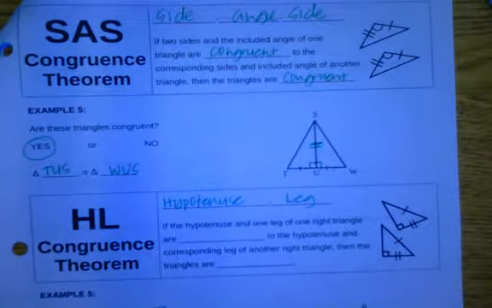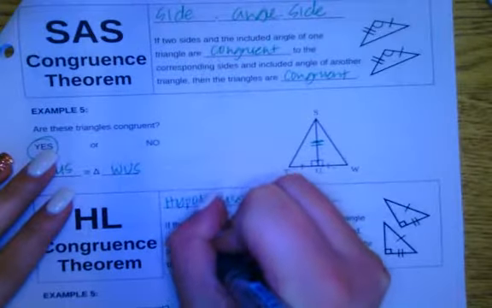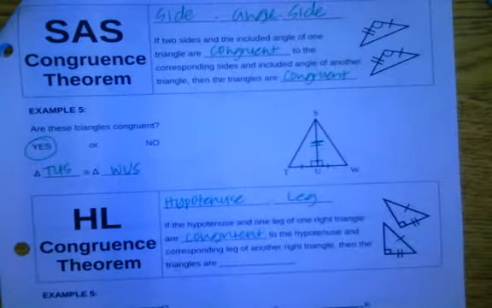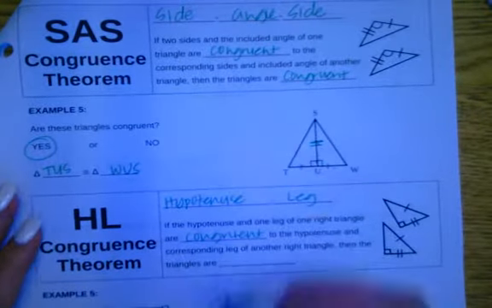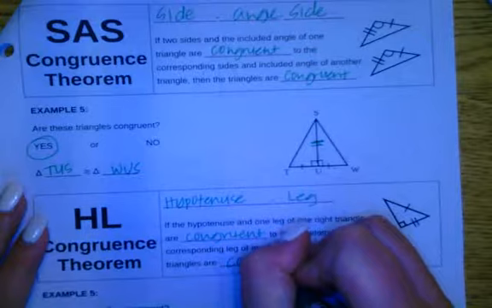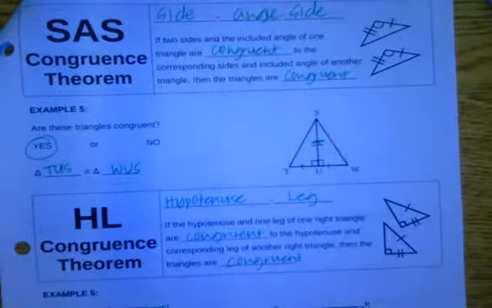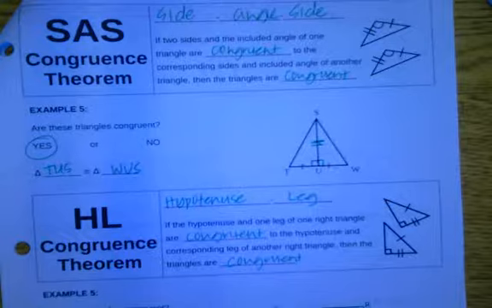Okay, so if the hypotenuse and one leg of a right triangle are congruent to the hypotenuse and corresponding leg of another right triangle, then the triangles are congruent. You have to have both pieces. And they'll trick you, though, and sometimes not have that right angle and try to trick you into saying HL. So make sure it has the right angle in order for you to use HL.